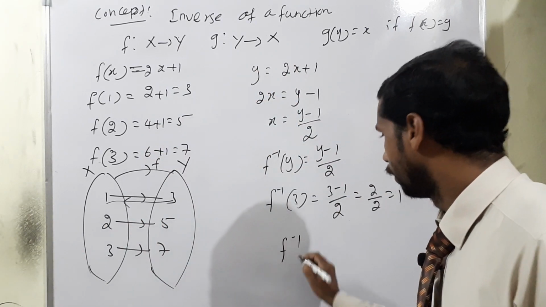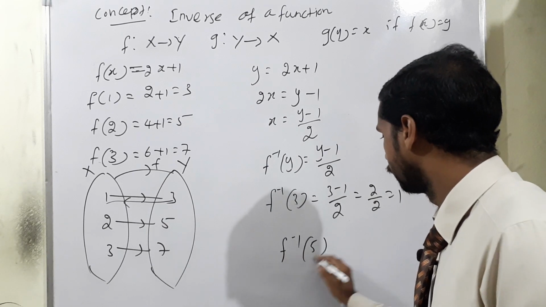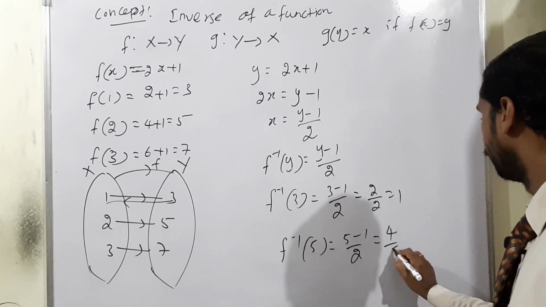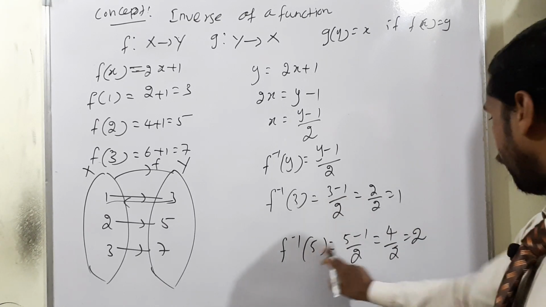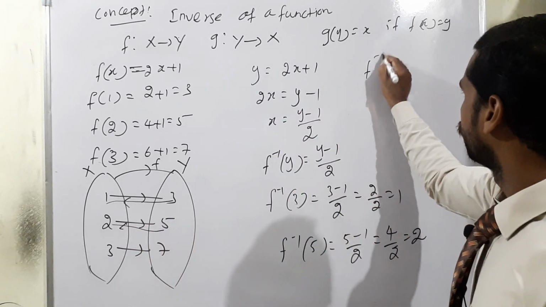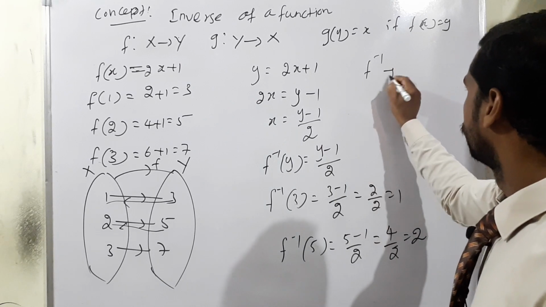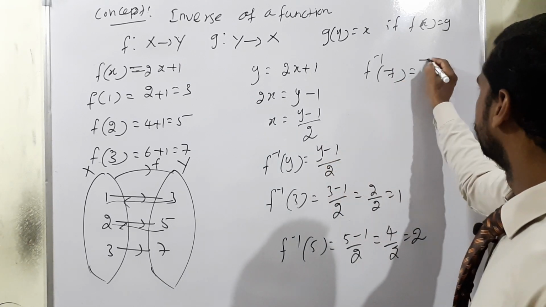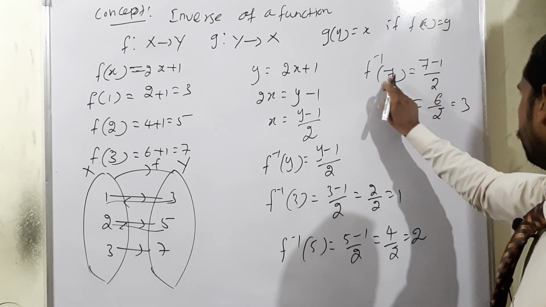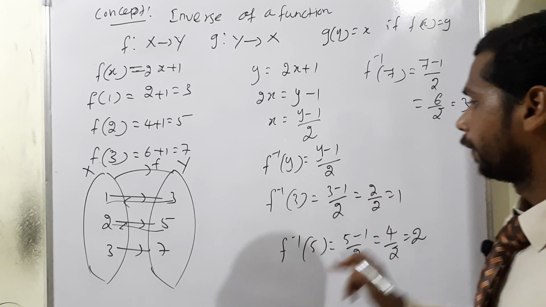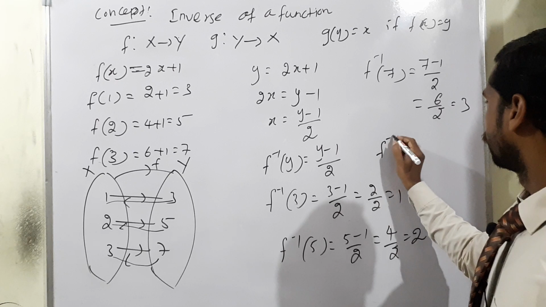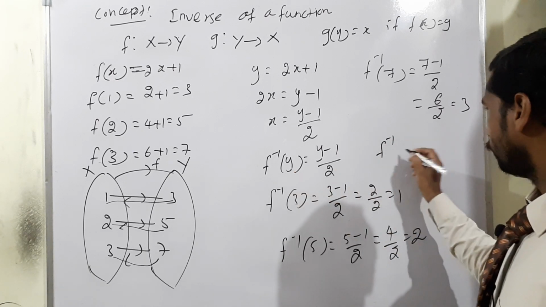Next, f inverse of y value 5, what is the answer? 5 minus 1 by 2, means 4 by 2 is equal to 2. Now the pair 5 mapping to 2. Look at that, 5 mapping to 2. Next, f inverse of y where y is 7: (7 minus 1) by 2 means 6 by 2, which is 3. The pair 7 mapping to 3. Therefore, definitely we can say f inverse of y is equal to (y minus 1) by 2.